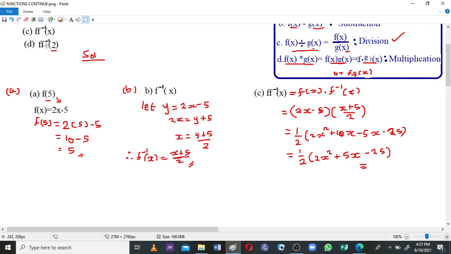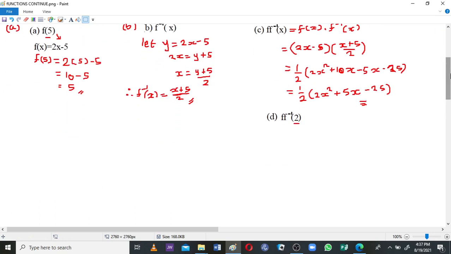Now we can solve D. You just need to understand what the notation means, and you can solve any question. The question we have for D is f inverse of 2. Now what does that mean? That means we need to take the product of a function and its inverse and substitute x by 2.